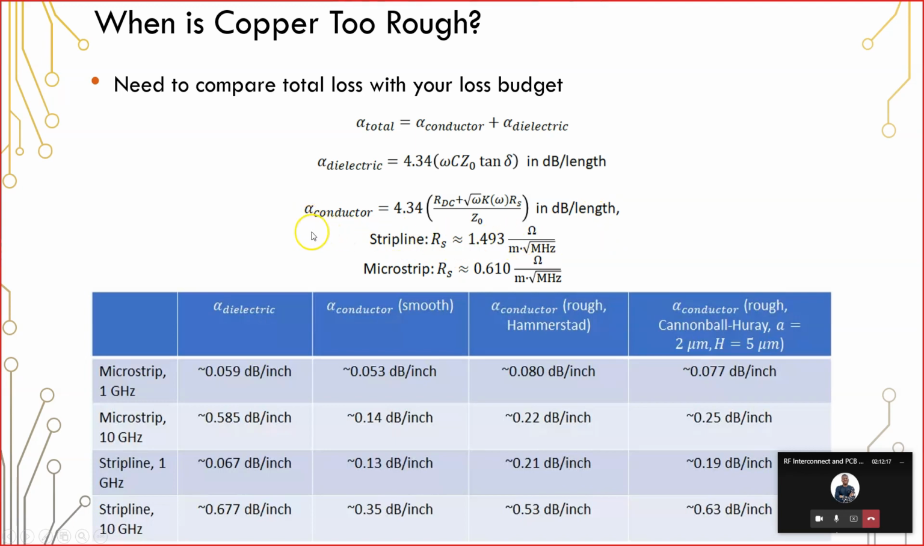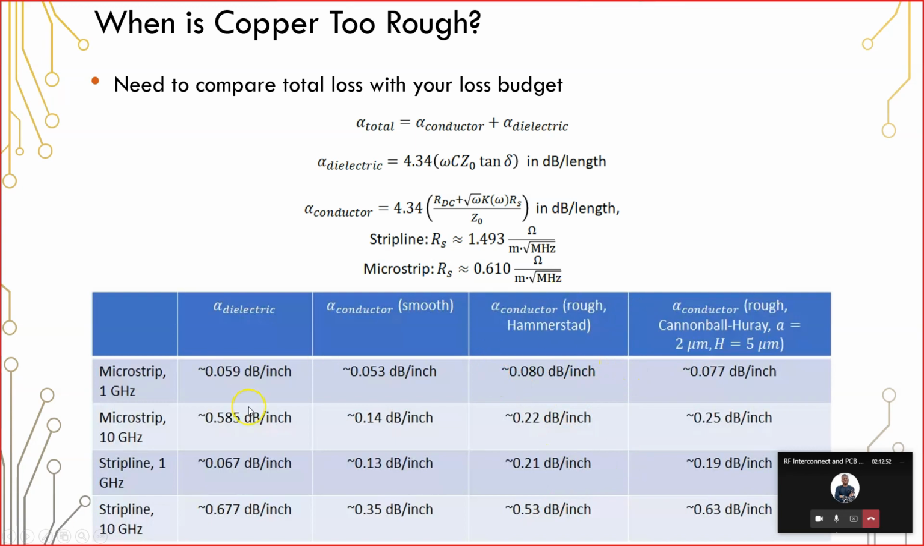Now, what I've done here for this conductor is I've calculated a skin effect just nominally for this particular example that we have earlier. Okay, so this is skin resistance for these two different types of conductors per unit meter. Now, when you plug in the DC resistance for your line, the target impedance of 50 ohms, and the loss tangent, we're now able to compare what happens with the dielectric loss, the smooth conductor loss, and then the rough conductor loss for different roughness models.